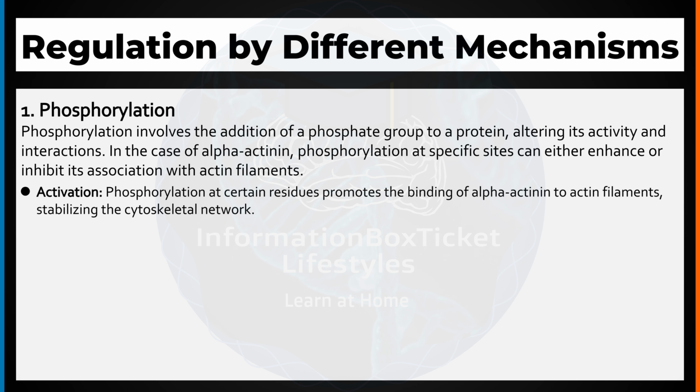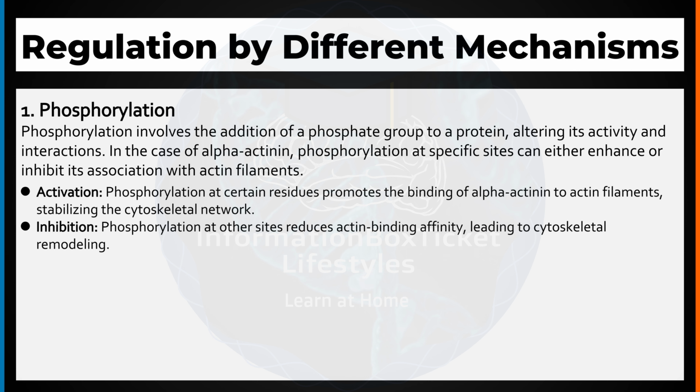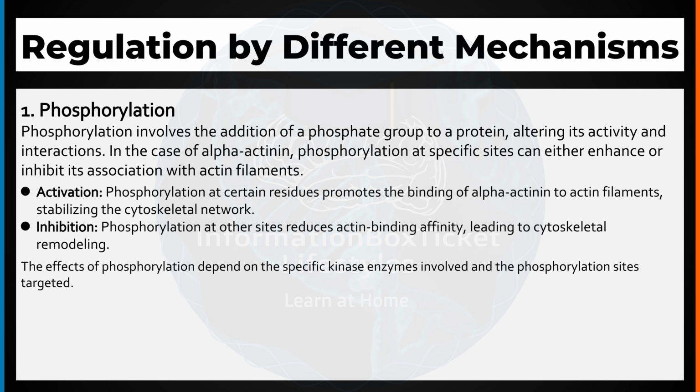Activation: phosphorylation at certain residues promotes the binding of alpha-actinin to actin filaments, stabilizing the cytoskeletal network. Inhibition: phosphorylation at other sites reduces actin-binding affinity, leading to cytoskeletal remodeling. The effects of phosphorylation depend on the specific kinase enzymes involved and the phosphorylation sites targeted.